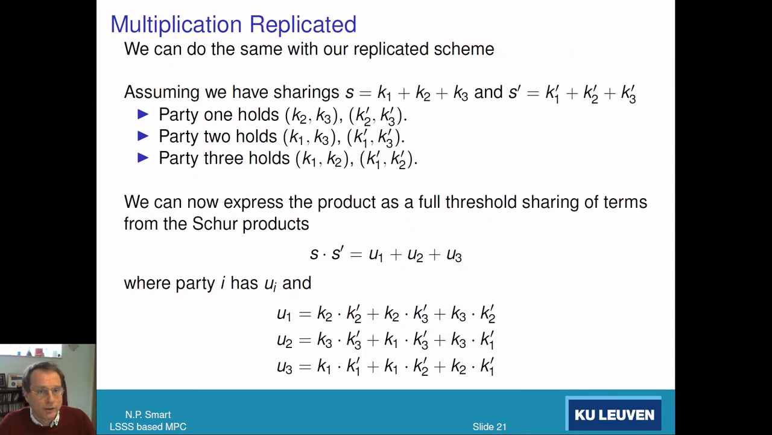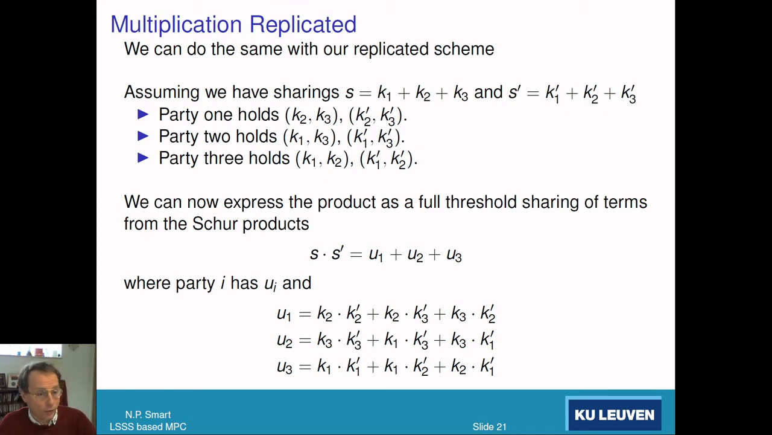How does this work for replicated? Recall, let's look at the 3-1 replicated scheme. We have sharings k_1, k_2, k_3 of the value s, and k_1 dash, k_2 dash, k_3 dash of the value s dashed, and the parties hold these values as normal. As we saw last time, we can express the product of s times s dashed as a full threshold sharing of u_1, u_2, and u_3, where u_1 can be computed by party 1, u_2 by party 2, and u_3 by party 3. Again, it's a full threshold sharing.